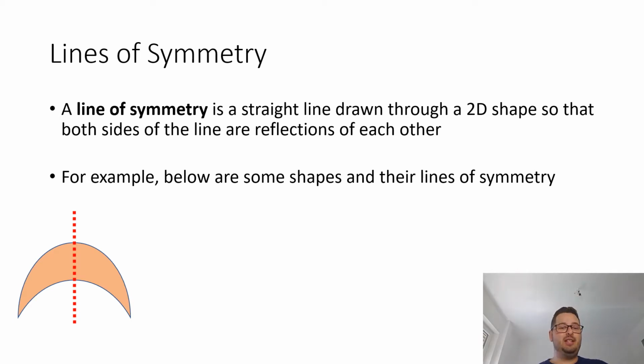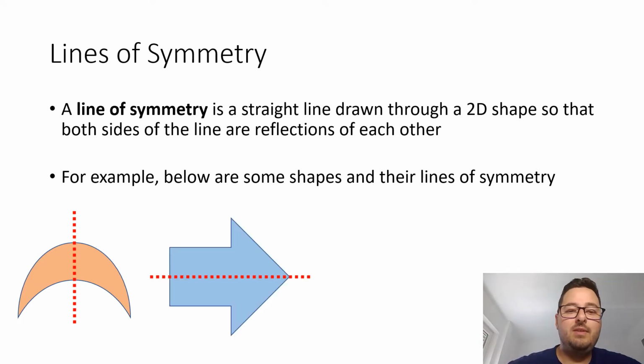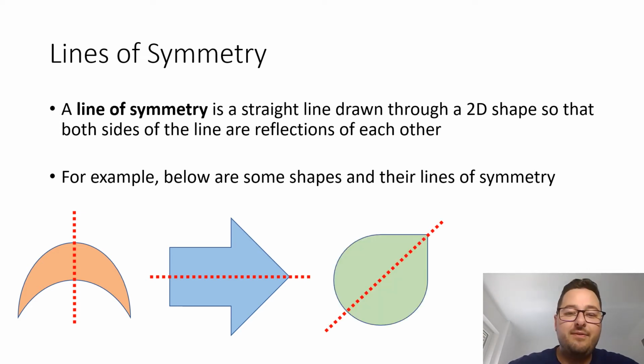So there we have a crescent moon on its side, but you can see that red line of symmetry, either side of that looks the same. It's as if that is a mirror. Okay, there we've got an arrow and the line of symmetry is going right down the middle across this time. And then finally we've got, I don't know, is that a teardrop or something? But there you can see that line is going right across the middle where it splits evenly either side.